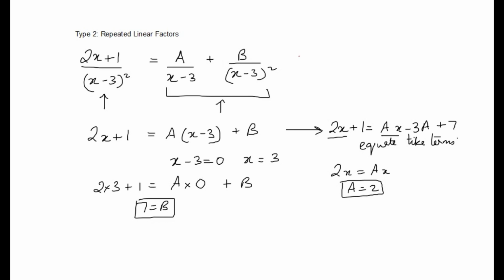So the partial fraction form of (2x plus 1) over (x minus 3) the whole squared is 2 by (x minus 3) plus 7 over (x minus 3) squared. So remember, if you have repeated linear factors, it splits up into two partial fractions. The first one with just the linear factor in the denominator, and the second one with the linear factor squared in the denominator.